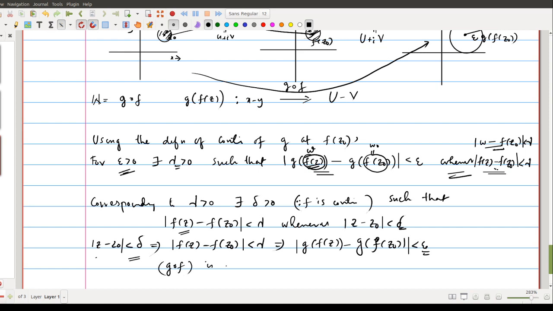So g∘f is continuous at z = z0. This proves the first theorem of this section. Next we will discuss Theorem 2.